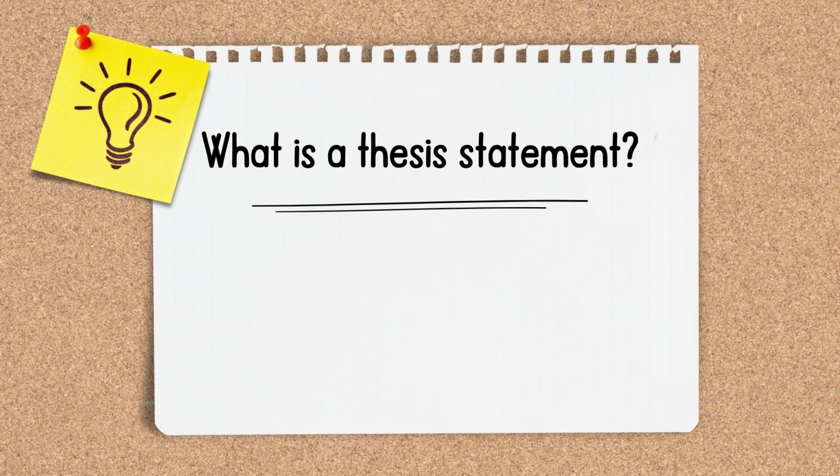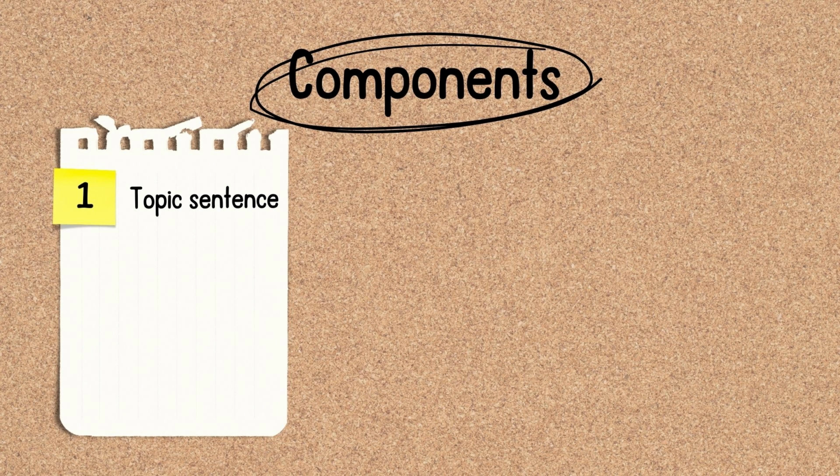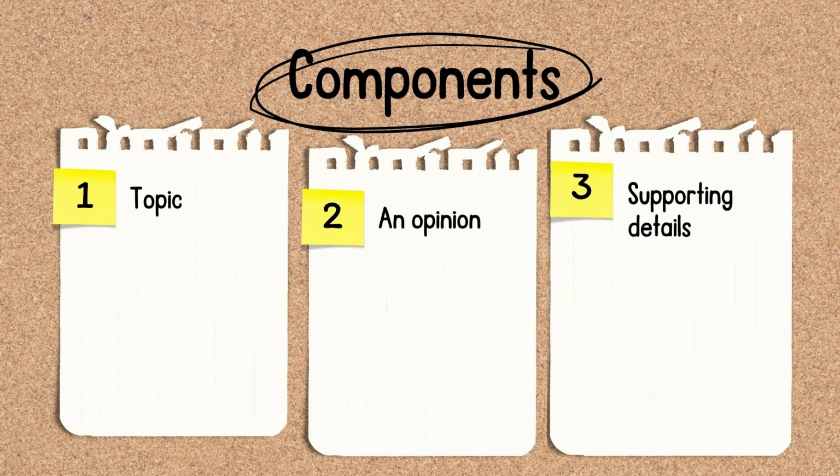What is a thesis statement? It is a short statement, usually one sentence, that summarizes the main point or claim of an essay or research paper and is developed, supported, and explained in the text by means of examples and evidence. A thesis statement has these main parts. 1. A topic sentence. 2. An opinion. 3. Supporting details, preferably 3 supporting details.